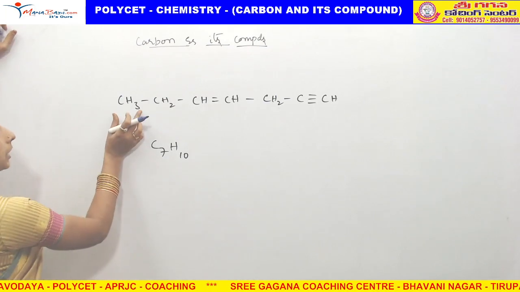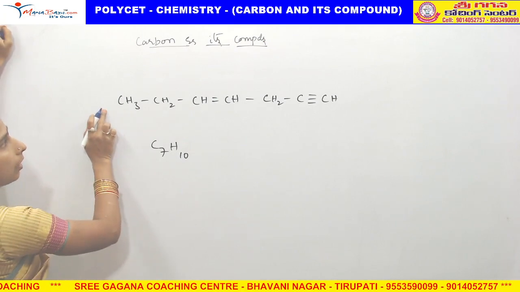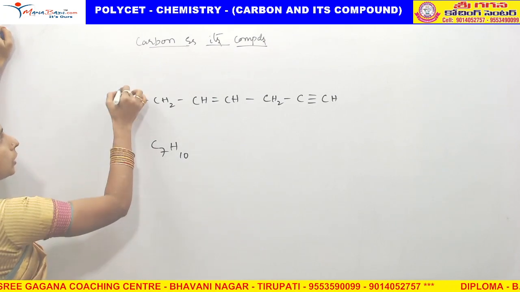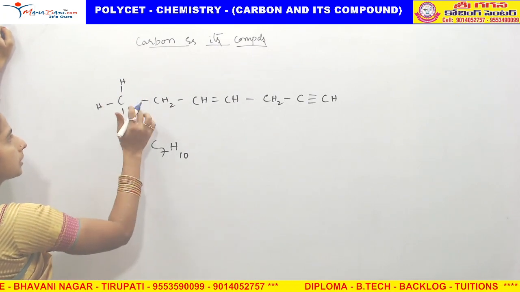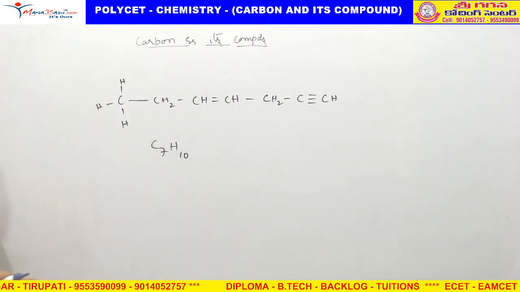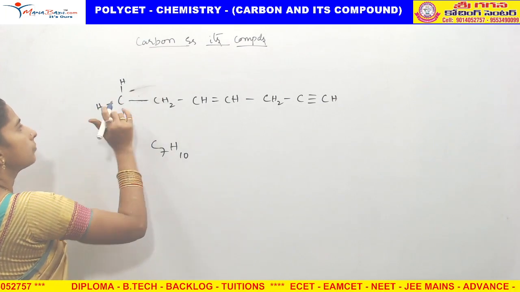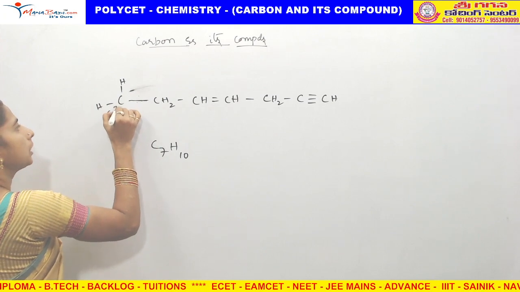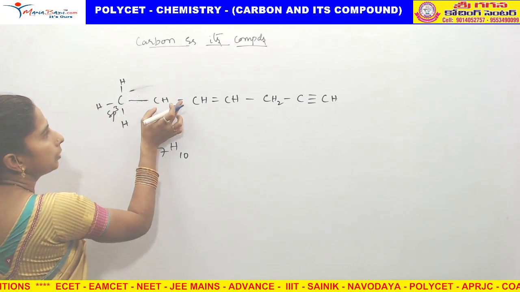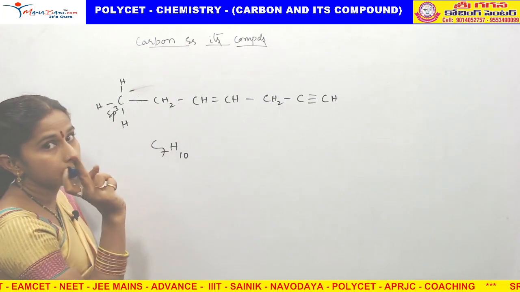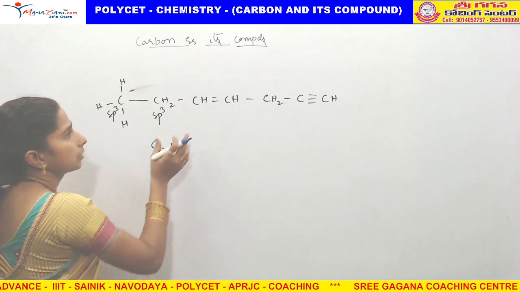Now I want to know the hybridization of each carbon. If you observe the first carbon, you need to see 4 sides. Is there a single bond or any double bond? All are single bonds. Very good. So sp3 hybridization for the first carbon. Come to the second. Single bond with 2 hydrogens, also always single bond. So sp3 hybridization.